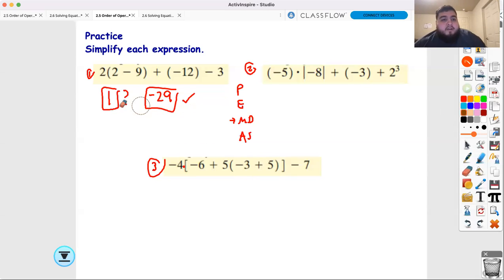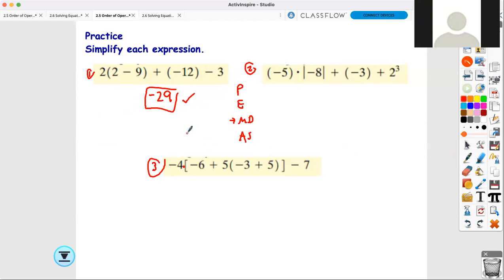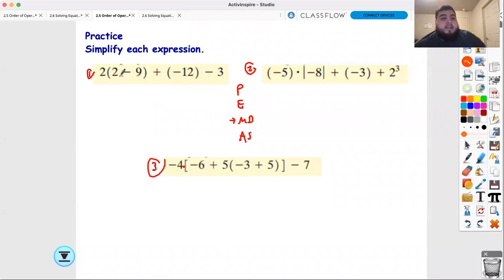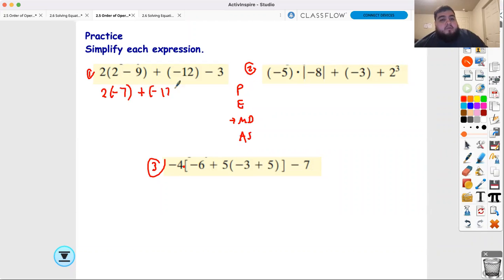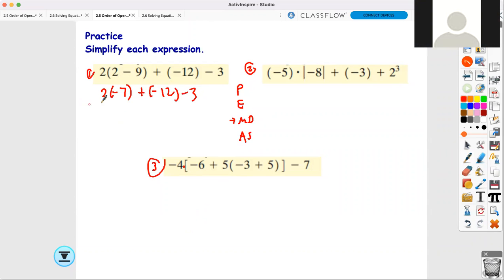All right, Justin, what did you do first for number 1? I did the brackets, parentheses. Okay, I did 2 minus 9. What did you get? -7. Good, so that stays there, plus parentheses -12 minus 3. Okay, what did you do next? Then I did the -12 minus 3, which gave me -15.